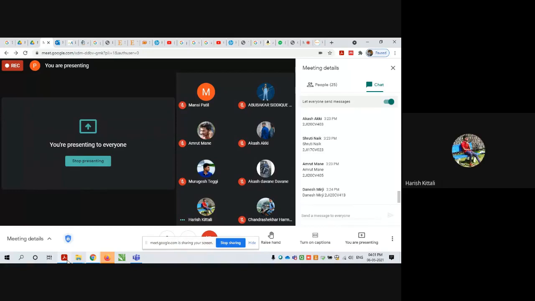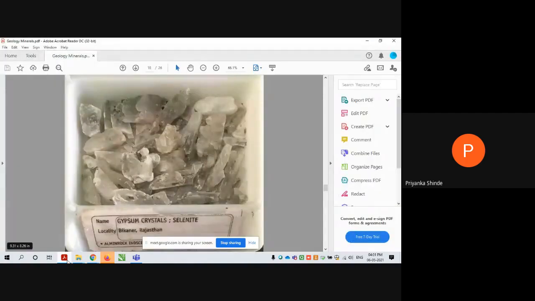POP, Plaster of Paris, right? Yes. Then the gypsum is used to make gypsum sheets. Okay. Then cement industry, ceramic industry. So these are the uses of gypsum.